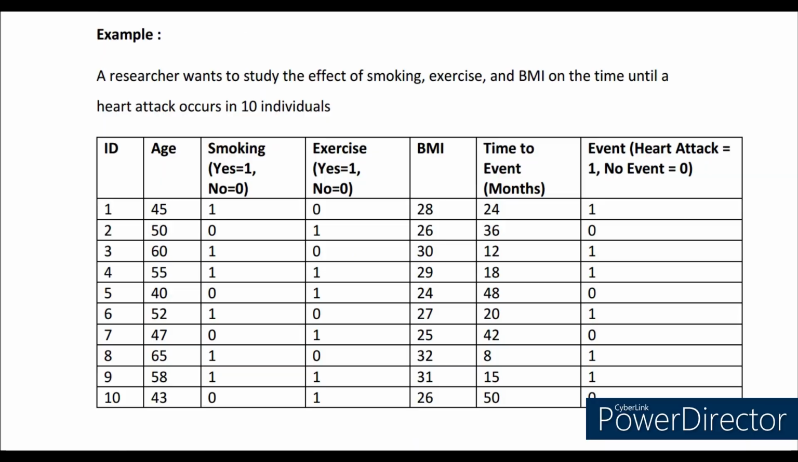A very simple example: a researcher wants to study the effects of smoking, exercise and BMI on the time until a heart attack occurs in 10 individuals. You can see the variable names in the columns, right? Age, smoking, exercise, BMI, time to event and the event. What is the event in this case? It is heart attack, so the coding is 1.